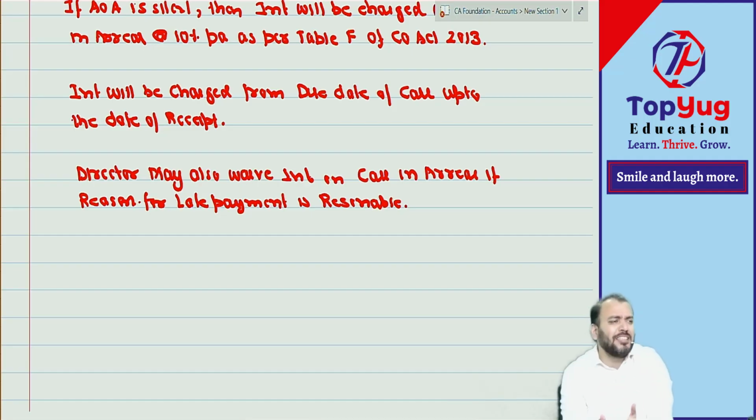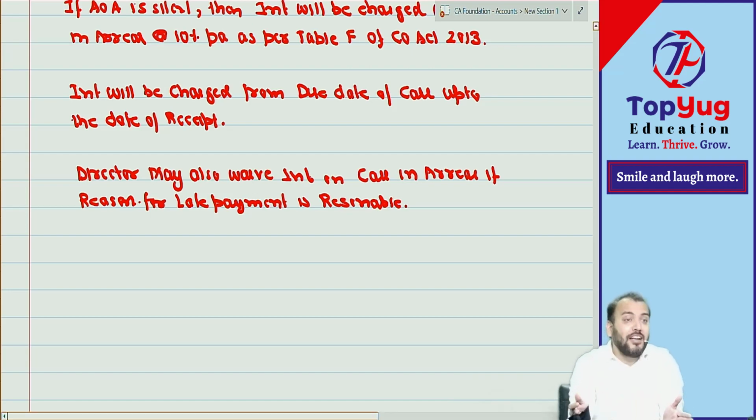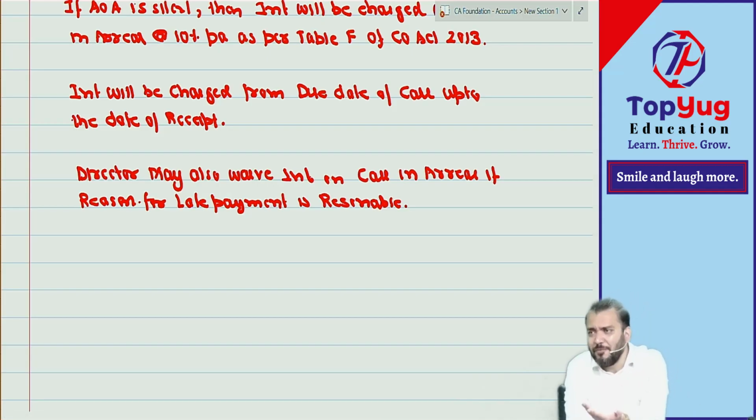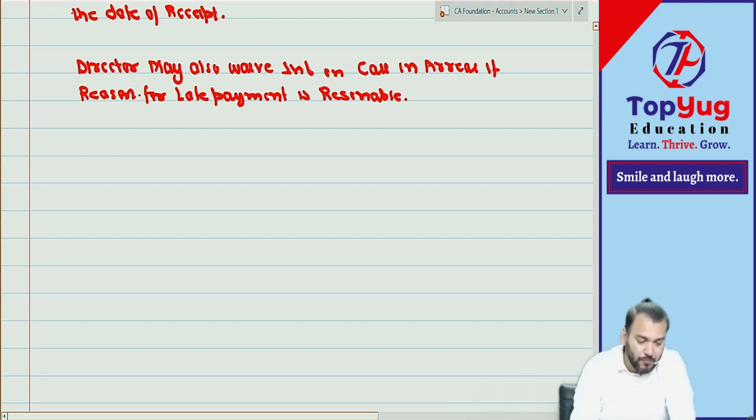It is quite possible there is some sudden death in the family, and because of that they are not able to pay the amount, or due to COVID-19 business was hampered, and because of that they require some extra time for payment. If the reason is reasonable, they may waive the interest also. Understood? This point have you understood?